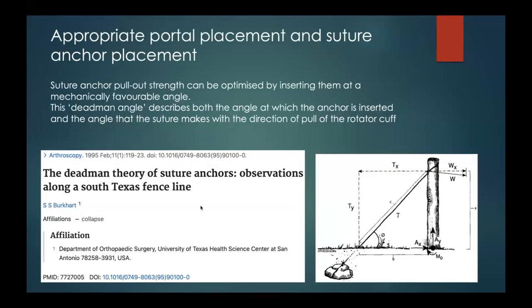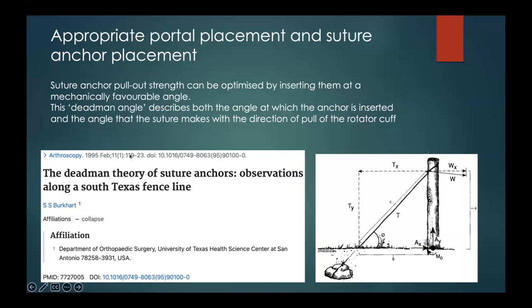Third is the appropriate portal placement and suture anchor placement. Any anchor should be inserted into the bone at an optimal angle to maximize its pullout strength. Suture anchor pullout strength can be optimized by inserting them at a mechanically favorable angle. This deadman's angle describes both the angle at which the anchor is inserted and the angle that the suture makes with the direction of pull of the rotator cuff.